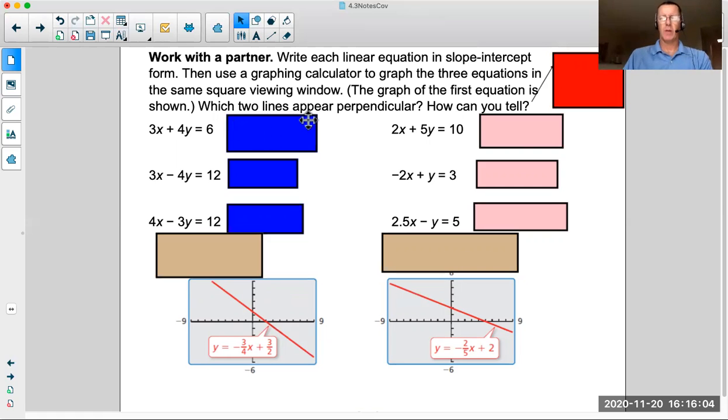Okay. All right. Then I want you to basically try the same thing with this one, but this time we're trying to figure out which two lines appear perpendicular. And for those of you that maybe don't remember that, remember perpendicular lines form right angles. So they come in, you know, like that, okay? All right, so try the 3 on the left.